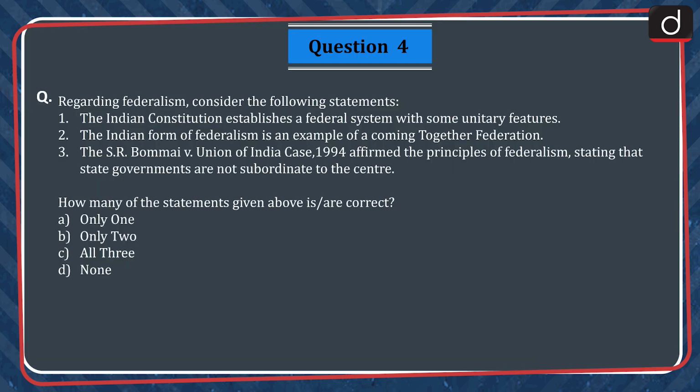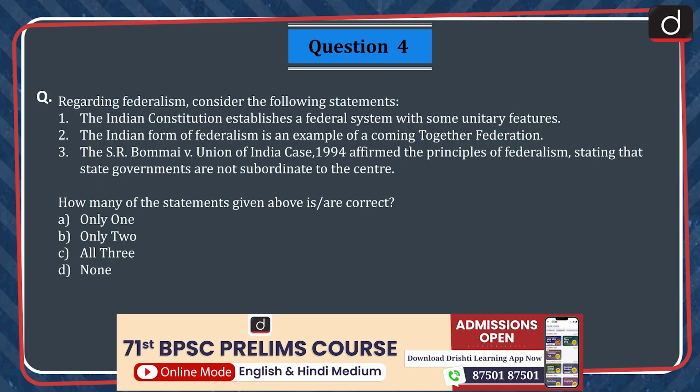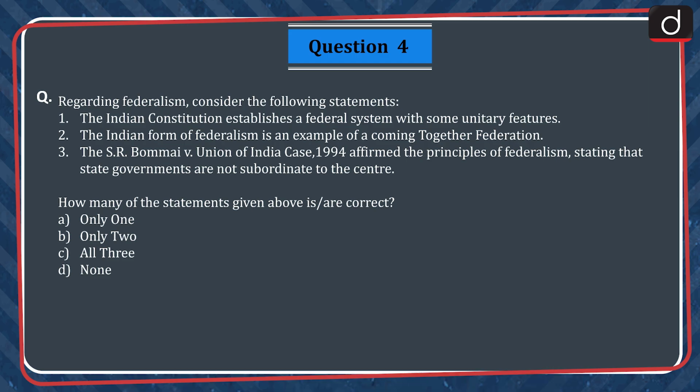Next, regarding federalism, consider the following statements. 1. The Indian Constitution establishes a federal system with some unitary features. 2. The Indian form of federalism is an example of a coming together federation. 3. The S.R. Bommai vs. Union of India case 1994 affirmed the principles of federalism, stating that state governments are not subordinate to the centre. How many of the statements given above is or are correct? Only 1, only 2, all 3, none. The correct answer is option B, only 2.